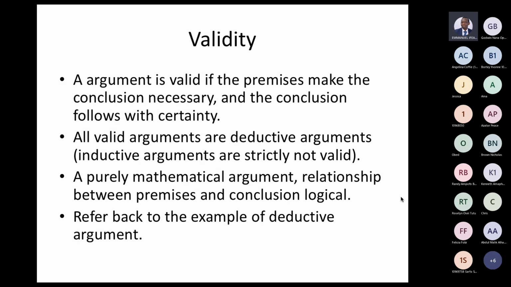Now there's the issue of validity. When a deductive argument is correct, we say it is valid. Because of the 100% accuracy of deductive arguments, we say that a correct deductive argument is a valid argument. Apart from a correct deductive argument, no other argument is valid. So even inductive arguments are not valid. An argument is valid if the premises make the conclusion necessary and the conclusion follows with certainty. All valid arguments are deductive arguments. So inductive arguments are strictly not valid. A deductive argument is a purely mathematical argument. The relationship between the premises and the conclusion is logical. You can refer back to the example of deductive arguments that we saw.